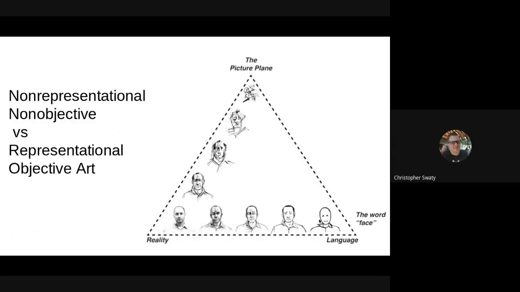So now we get to talk about some more big fancy words: non-representational or non-objective, or representational or objective. These words, non-representational and non-objective, are interchangeable, at least as far as I'm concerned, and representational and objective are also interchangeable. So if I flip-flop back and forth on those words, that's why. It's because they pretty much mean the same thing. So we're going to kind of dive into that.